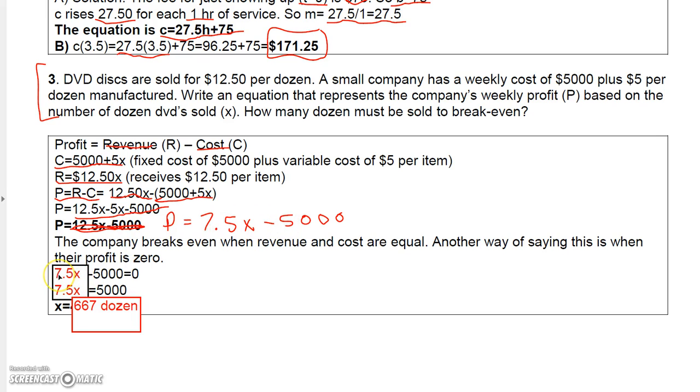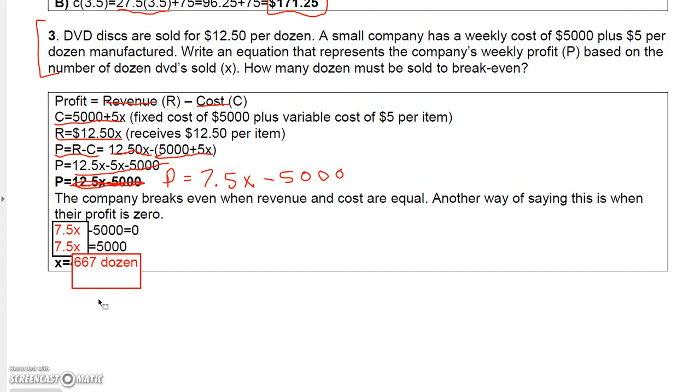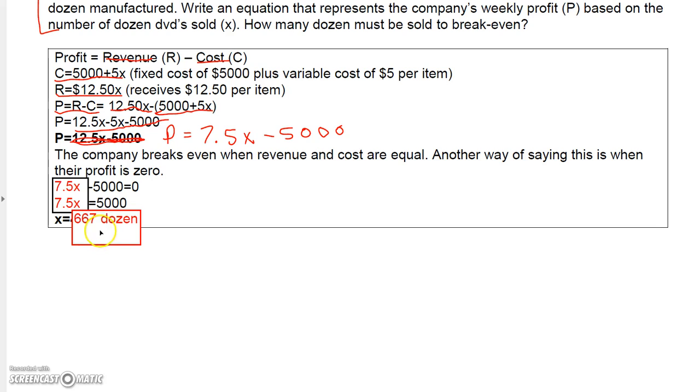And then down here, to find the break-even point, you set 7.5x minus 5,000 equals 0, because you're finding out when your profit is 0. And then solving that, you get 7.5x equals 5,000. And then if you divide 7.5 into 5,000, you get 667. You actually get 666 point something. So you're going to want to round up to 667 dozen. And that will basically be when you break even. It's when your profit's going to be 0. And any amount above that will actually give you a positive number for your profit equation.